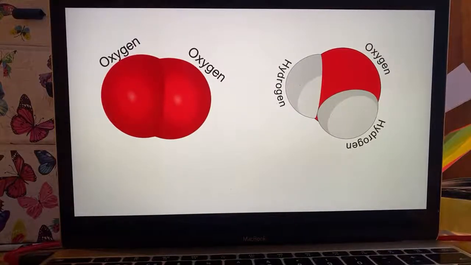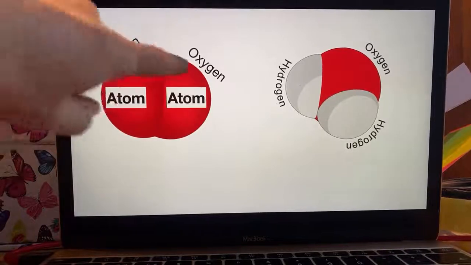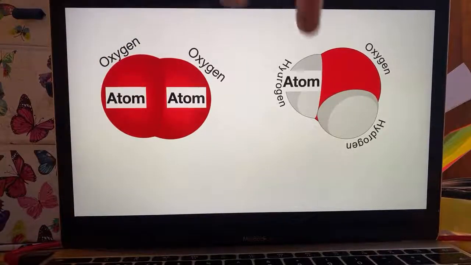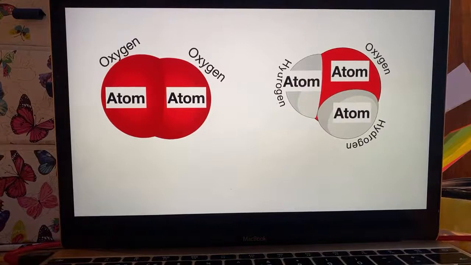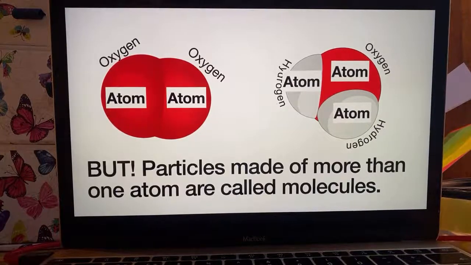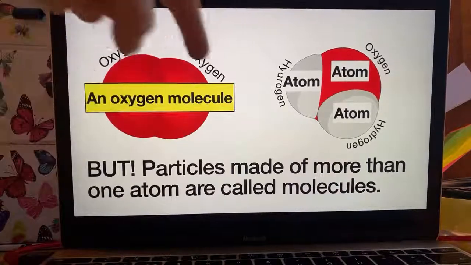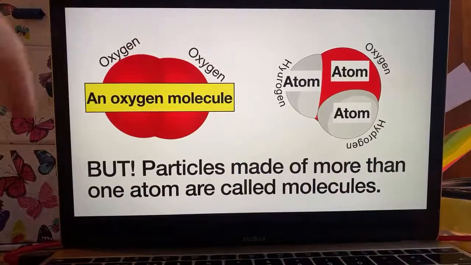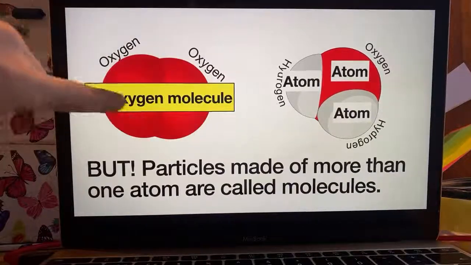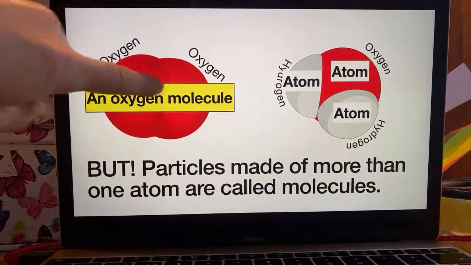These oxygen balls smushed together, well, given what I just told you, you might be thinking, oh yeah, that's an oxygen atom, and that other side of the bum, that's an oxygen atom, those 2 are hydrogen atoms, that's an oxygen atom. That is true, but particles made of more than 1 atom bonded together, you call that a molecule. So in fact, this is an oxygen molecule, even though it's the same kind of atom bonded together. That's an oxygen molecule because it's got 2 oxygen atoms in it.